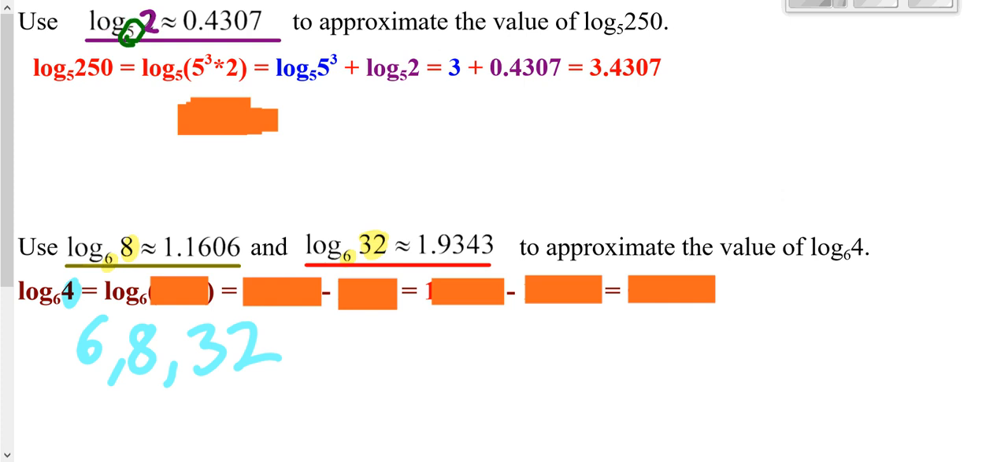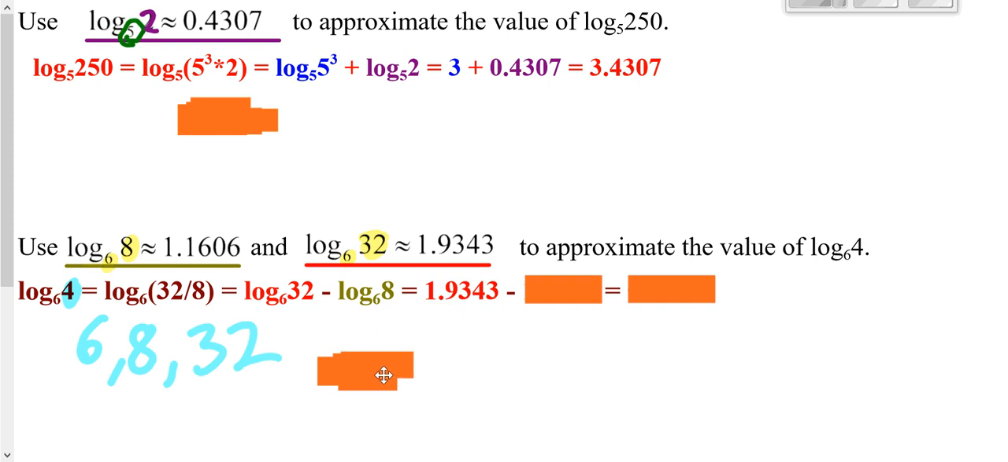Now, for this particular problem, we know that to get 4, all we'd have to do is take 32 divided by 8. Now we'd have the log of two things divided, so we can go log of the first one minus log of the second one. Log base 6 of 32 is what we have right here, so we can substitute that in. Log base 6 of 8, that's what we have right here, so we can substitute that in. Now we have nice, neat numbers, so all we have to do is subtract those. More than likely, just type them into your calculator.